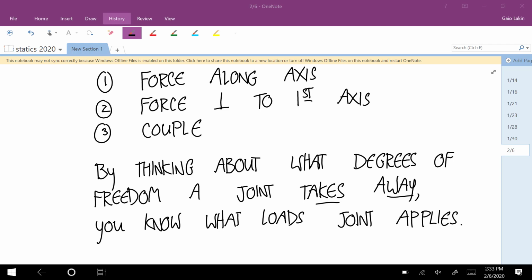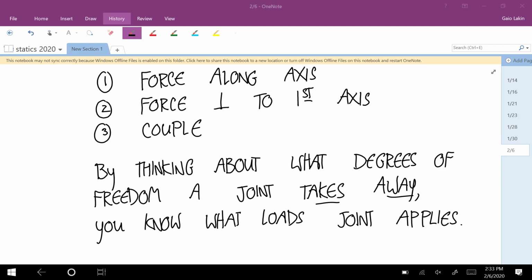If you had an object and you welded it to the table, would you be able to translate it? Would you be able to translate it perpendicularly to that? Would you be able to change its orientation? So all 3 degrees of freedom are taken away by a weld joint. And that means that the weld joint applies a force along some axis, a force perpendicular to that axis, and a couple.